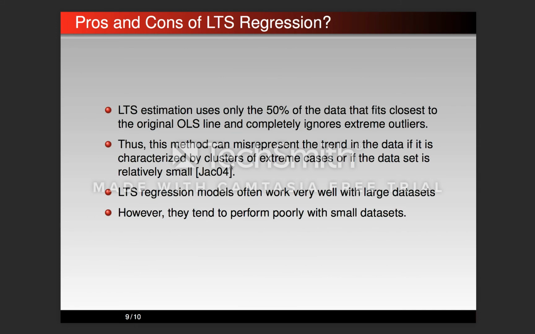So now, what are the pros and cons of least squares regression? Least square estimation uses only 50% of the data that fits closest to the original ordinary least square regression line and completely ignores the extreme outliers. Thus, this method can misrepresent the trend in the data if it is characterized by a cluster of extreme cases or if the dataset is relatively small. So, the least square regression model gives the best results and works very well when there is a large dataset, but it gives poor results when we have a small dataset.